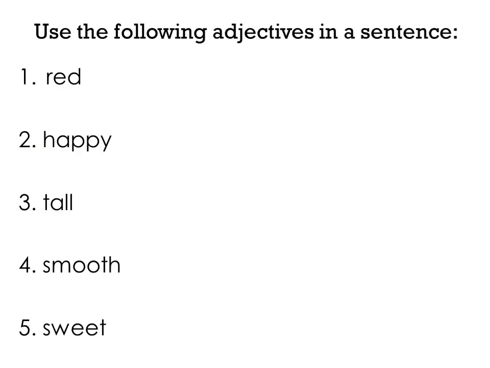So let's have another activity. For our activity, you need to get your notebook and your pencil. Just write number 1 to 5. You need to use the following adjectives in a sentence. Number 1, red. Can you make a sentence using red? I'll give an example: I have a red jacket. Now how about you? Just write your answer in your notebook.